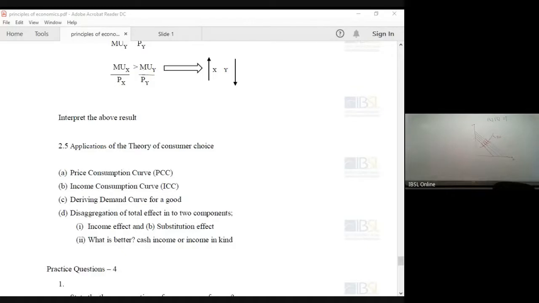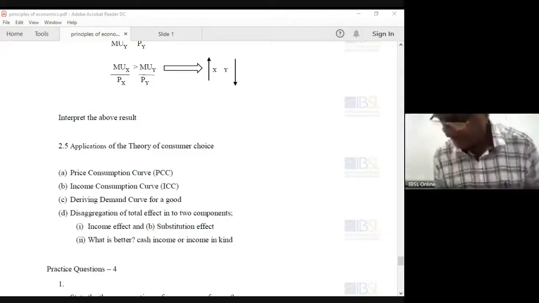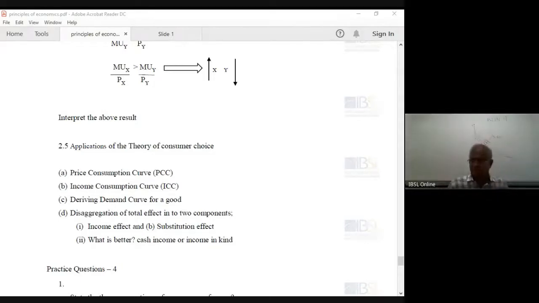Take down that. Income consumption curve. These are utility again: 100, 200, 300, 400. The consumer can attain a higher indifference curve, a higher combination, and that gives the income consumption curve. Now we will discuss a very important application. Take down that.